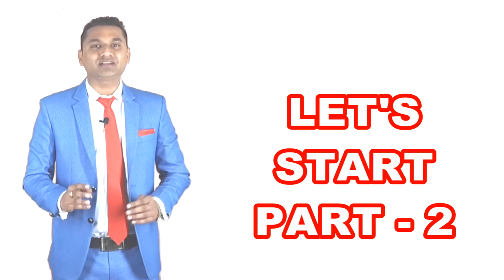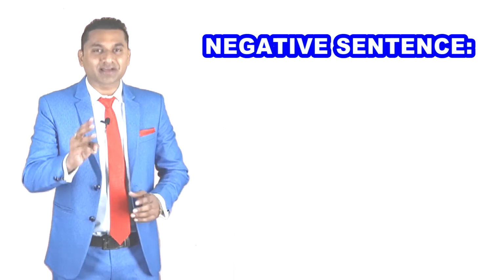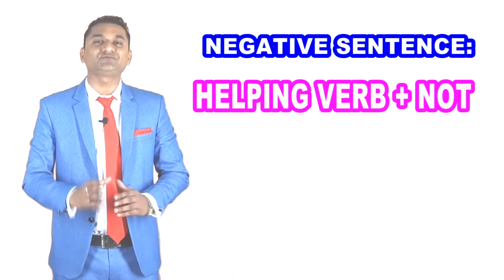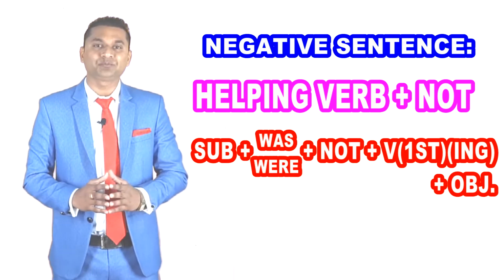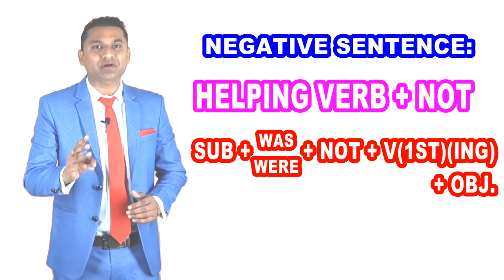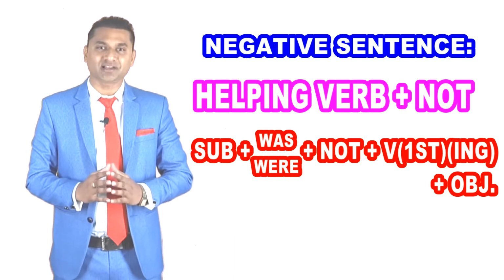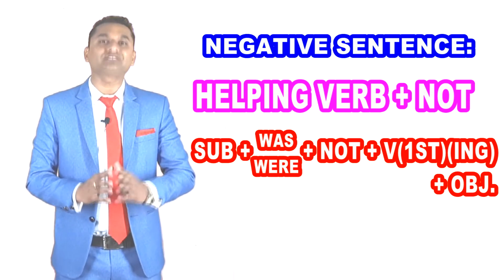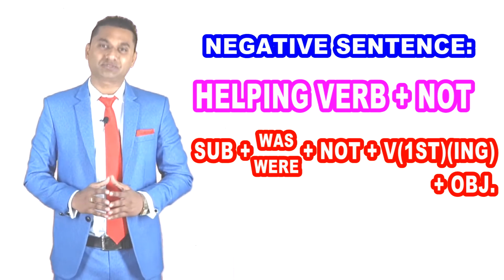Friends, affirmative sentences we have understood in part 1. Let's move to our next sentence. Our next sentence is the negative sentence. Friends, in negative sentences we always use not with a helping verb. We always begin a sentence with the subject, which is followed by the helping verb. Helping verbs for the past progressive tense are was and were. Then we use not to give the negative sense in the sentence. After that we use the main verb, and here in past progressive tense we use the ing form of the verb. Then the remaining part of the sentence, the object.